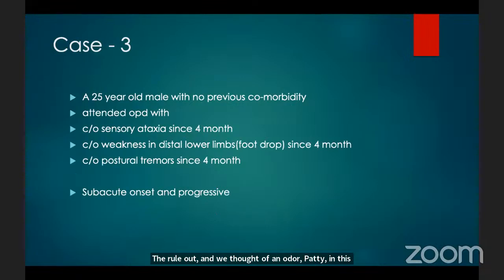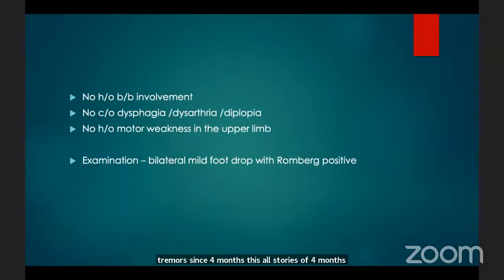The third case is a 25-year-old male with no previous comorbidity. He presented with predominant sensory ataxia since 4 months, with weakness in the distal lower limb, foot drop since 4 months, and postural tremors since 4 months. This whole story of 4 months was subacute in onset and progressive. In the negative history, there is no bowel and bladder involvement, no cranial or bulbar symptoms, and no motor weakness in the upper limb. On examination, in the lower limb, he has bilateral mild foot drop with Romberg positive.